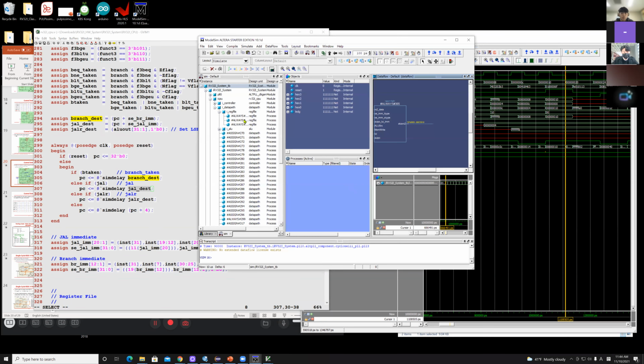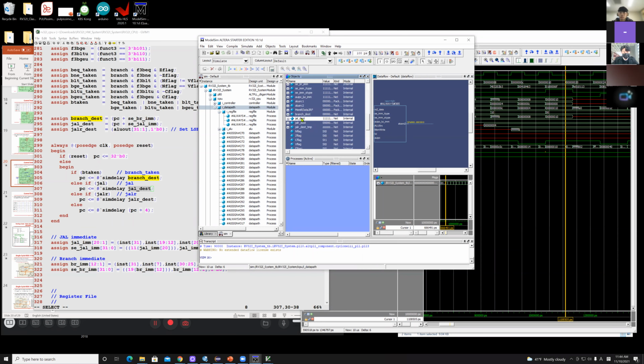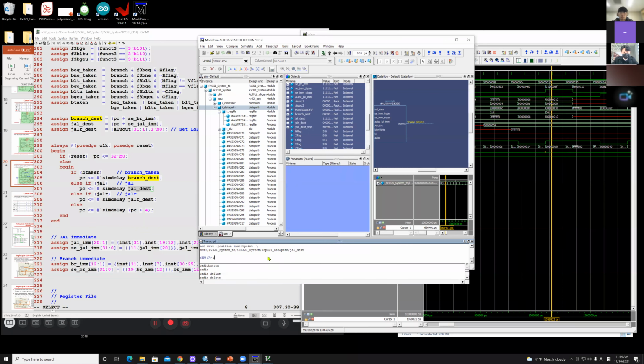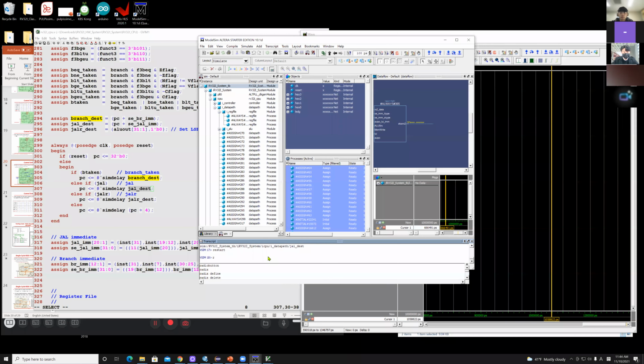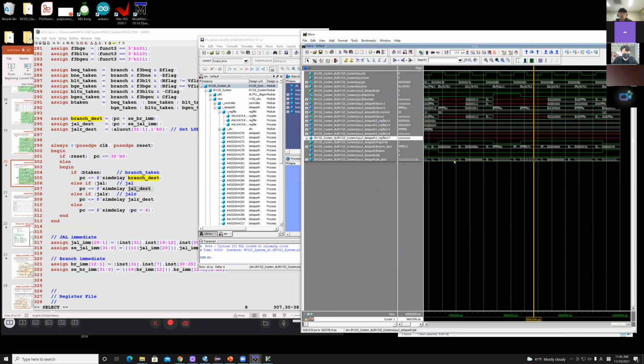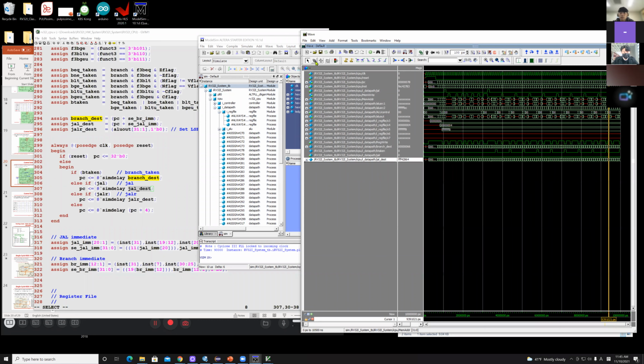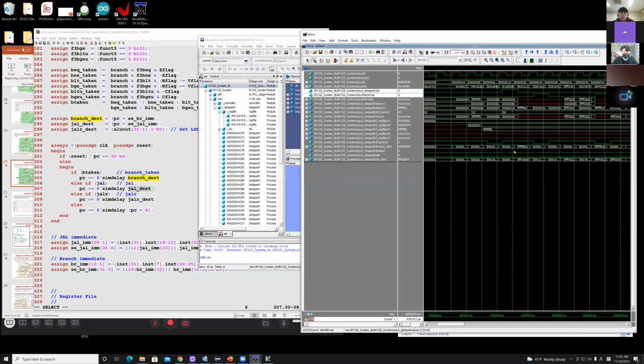One last thing. Add to wave is shown. So restart and run 10,000 nanoseconds. That is in decimal, so change that to hex. We are interested in the first few instructions. So here now, zoom in some more.